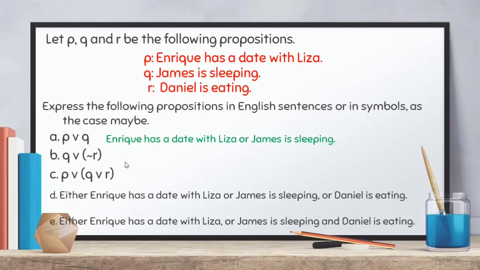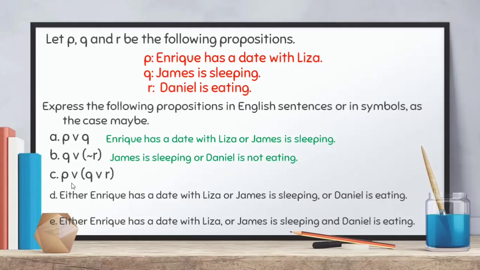So now let's go to letter B, Q or negation R. This time we're going to use the propositions Q and R, but our R should be negated. So we're going to insert the word not right after our linking verb is. Okay? So it will be written as James is sleeping, followed by or, then Daniel is not eating. Alright? Any question?